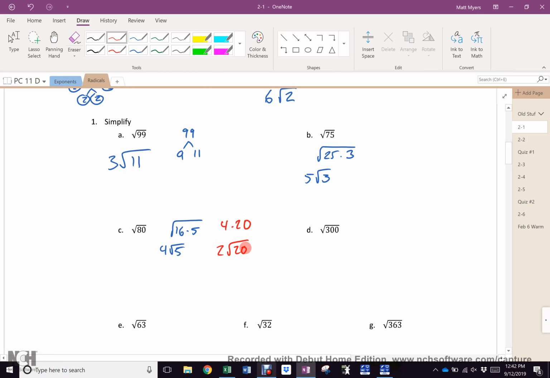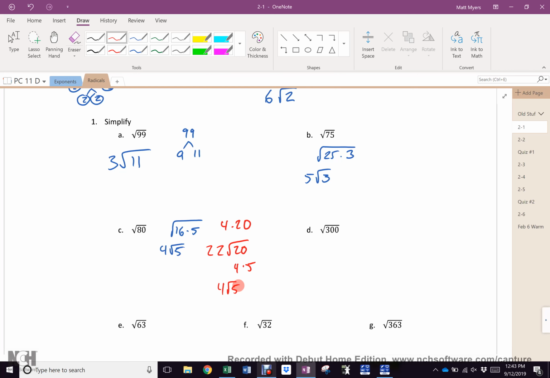That's not okay, is it? Because isn't 20 4 times 5? So out I have to bring a second square root, and that's where I get 4√5. Who has to make those decisions? You do.